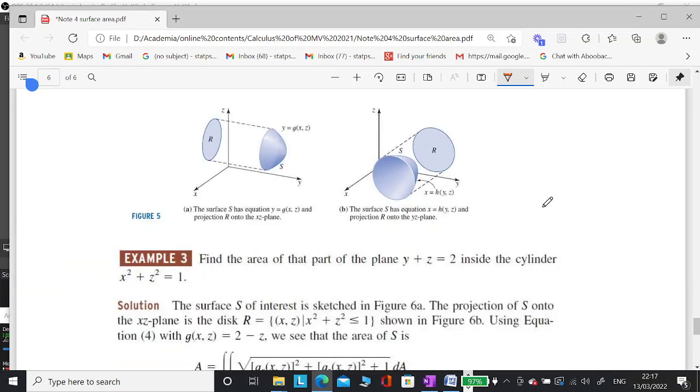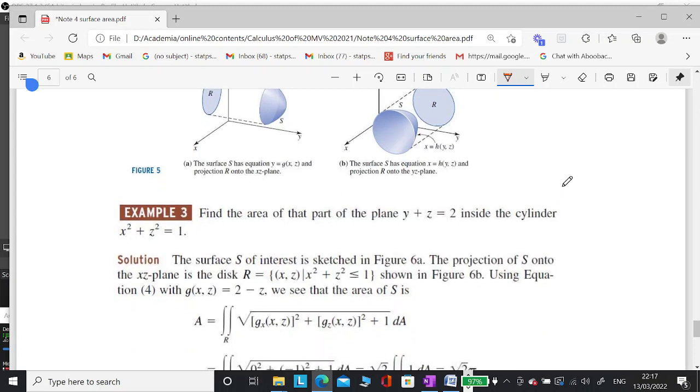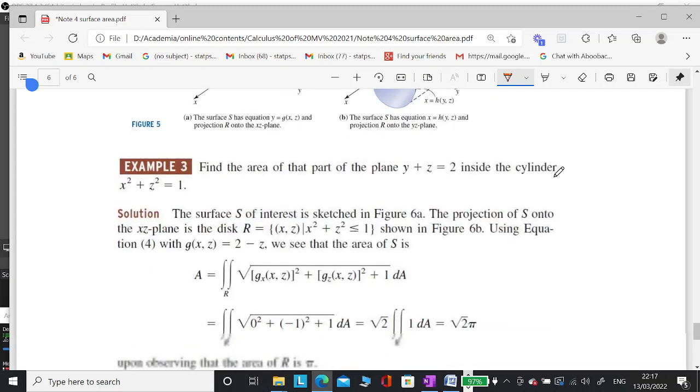Find the area of the part of the plane y plus z equal to 2 inside the cylinder x square plus z square equal to 1. It is given in terms of x and z, so it will be gx and gz. Go for gx and gz, plug in the values, plus 1 into dA. That is, you will get root 2, so root 2 times the double integral of 1 dA.